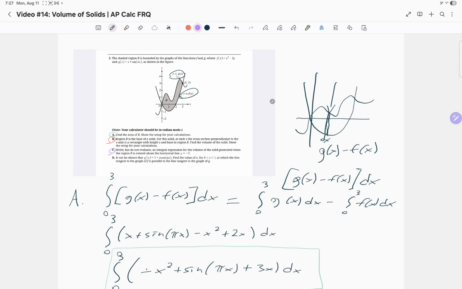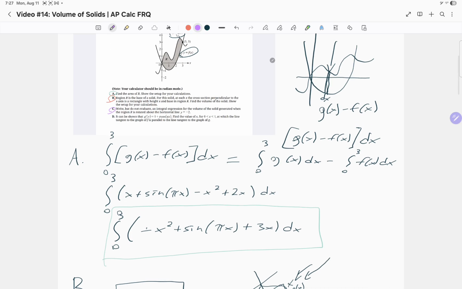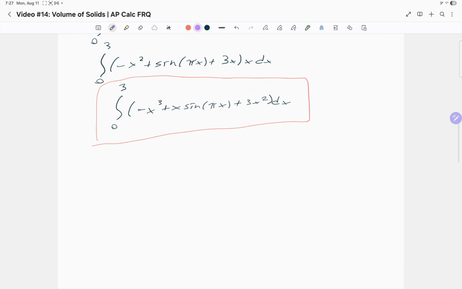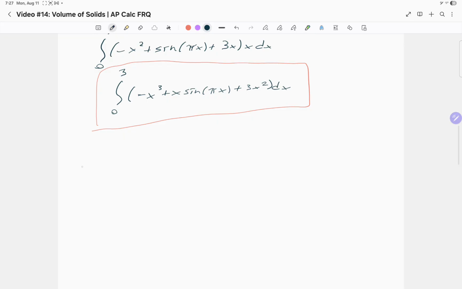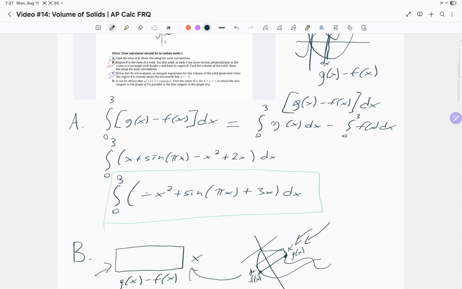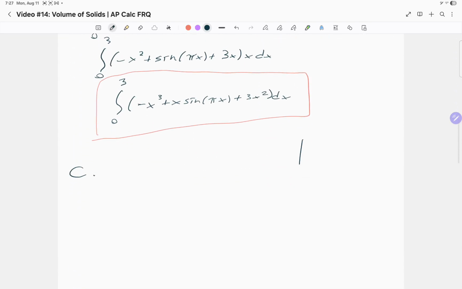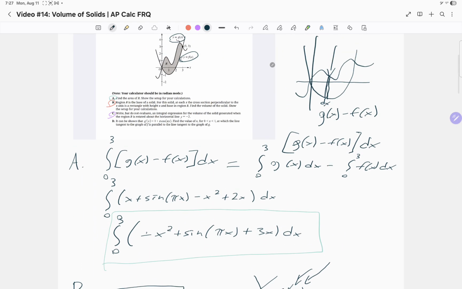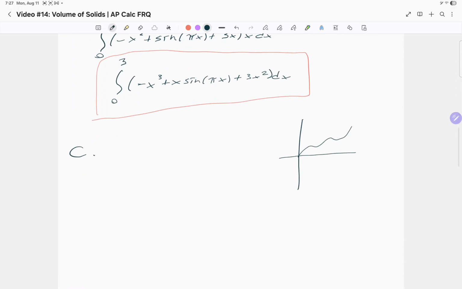Write, but do not evaluate, an integral expression for the volume of the solid generated when the region R is rotated about the horizontal line y equals -2. Let me draw this image again of the graph so I can show you. This is a hard question to mentally understand, so drawing a graph here is almost necessary. We have this weird region that looks something like this. This region we call R.